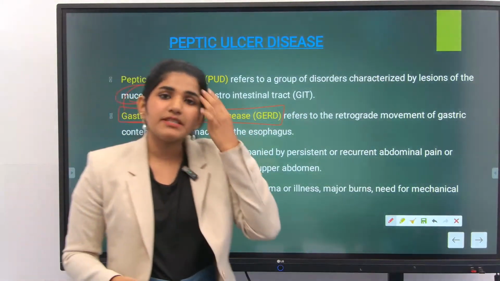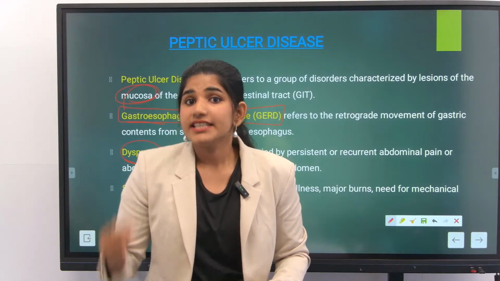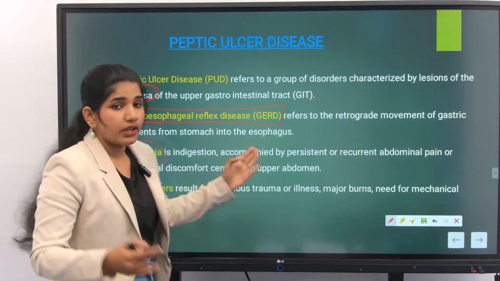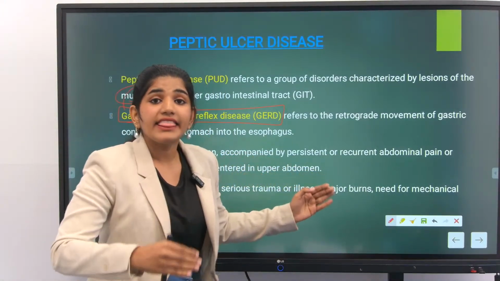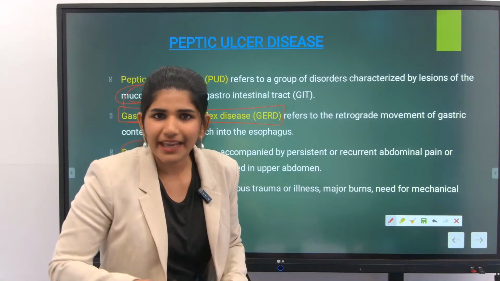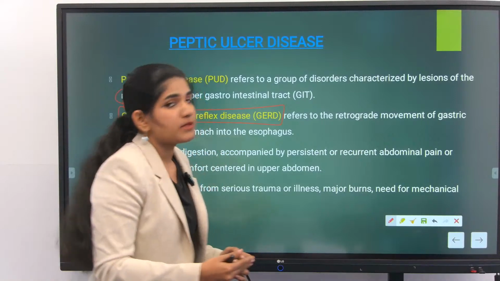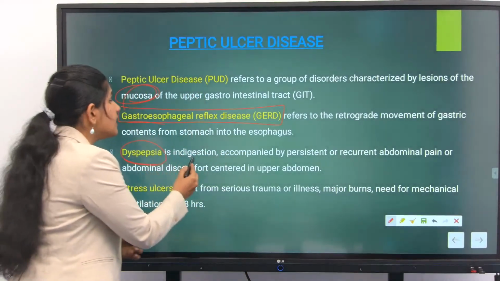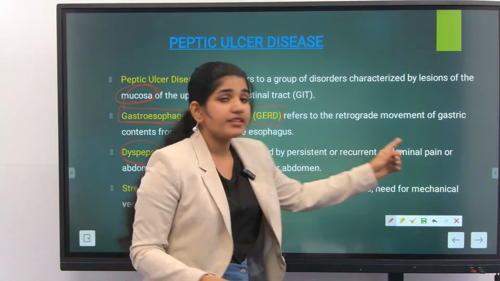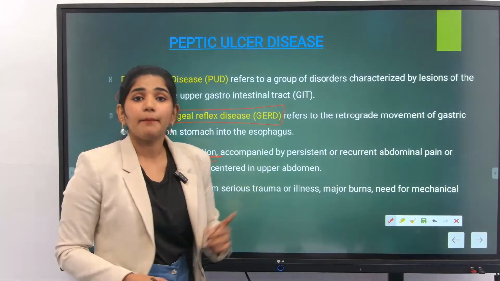So what is dyspepsia actually? Dyspepsia is indigestion. In dyspepsia, we have indigestion accompanied by persistent pain and abdominal cramps. These are the types of symptoms we can see in dyspepsia. It is indigestion accompanied by persistent or recurrent abdominal pain or discomfort centered in the upper abdomen.